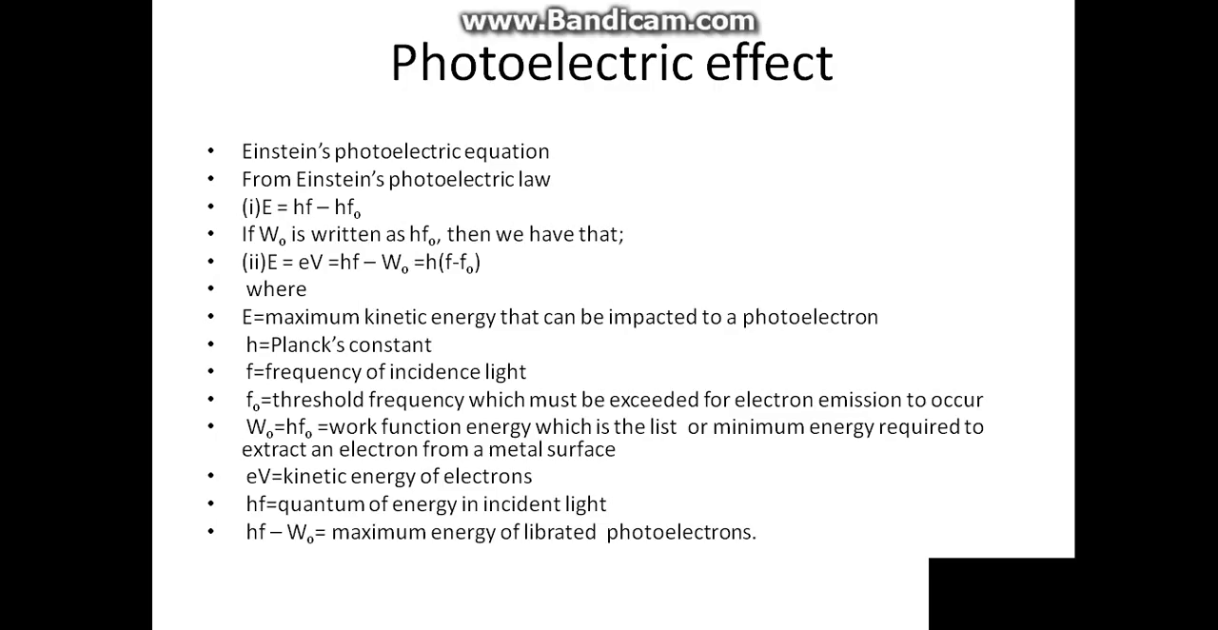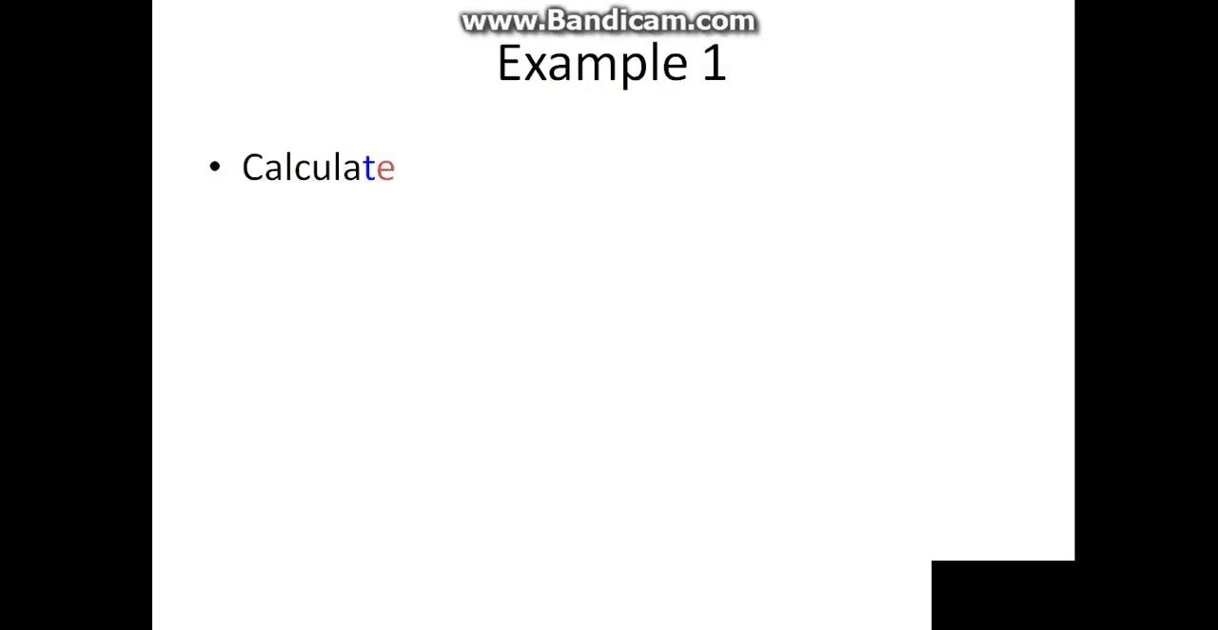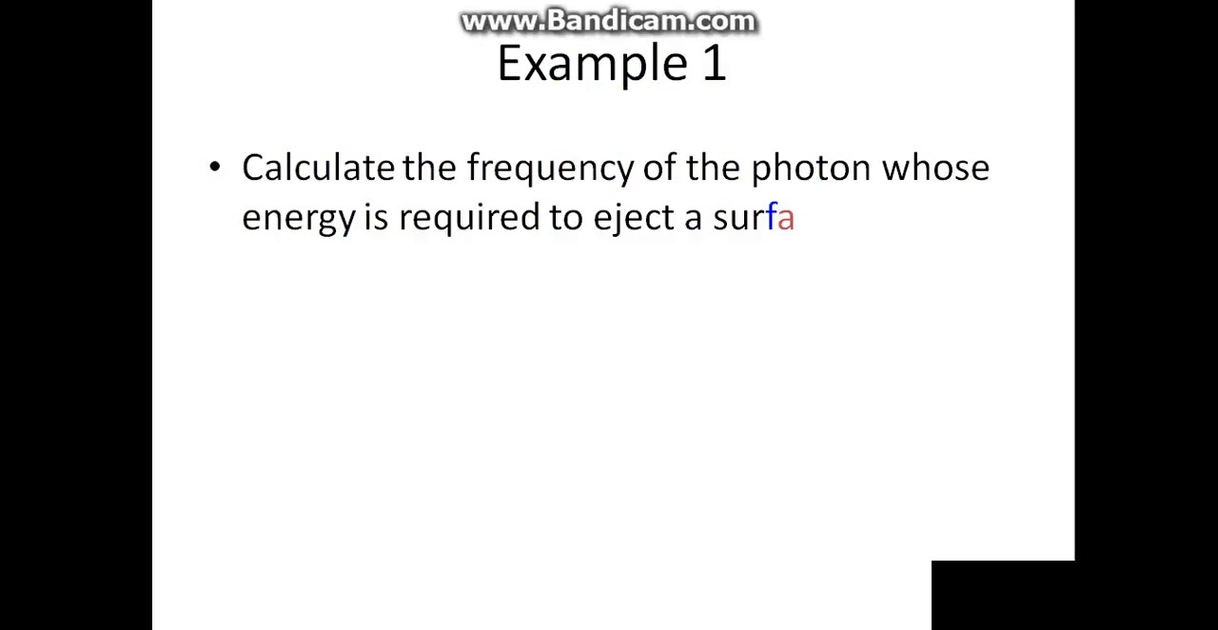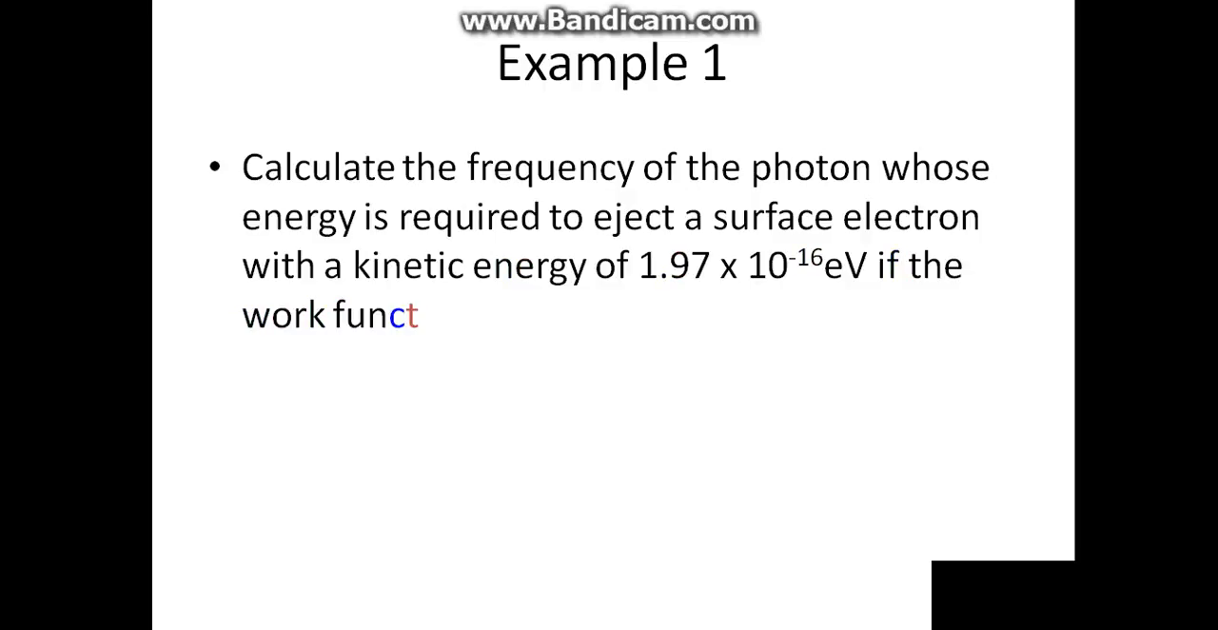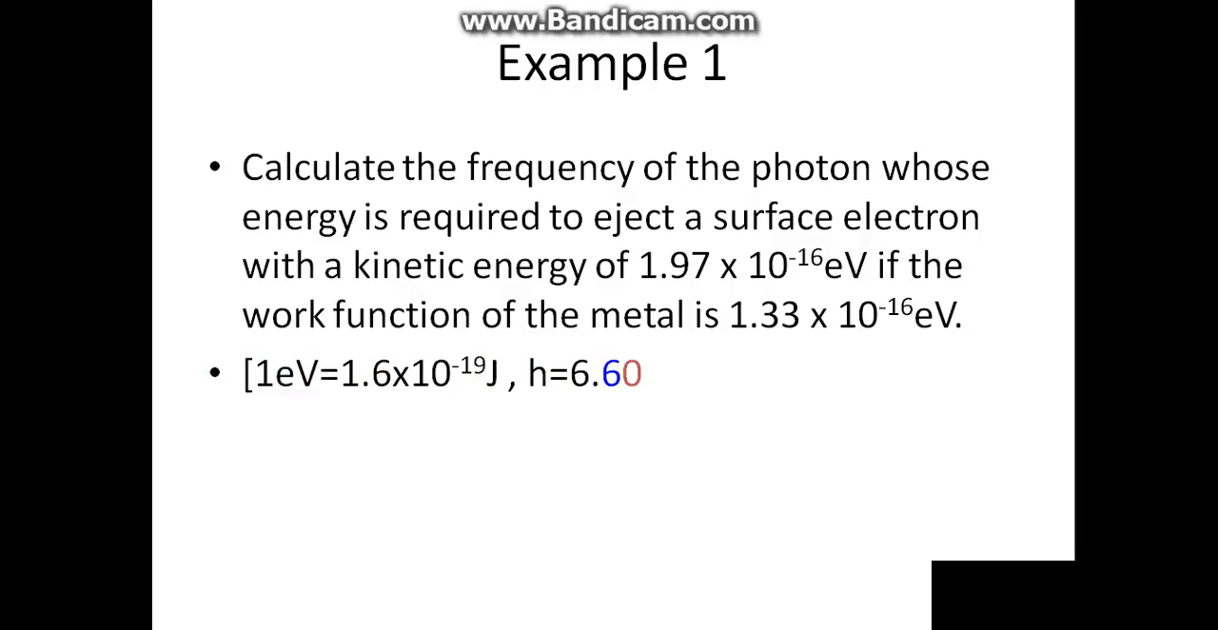photoelectrons. Example 1. Calculate the frequency of photons whose energy is required to eject a surface electron with a kinetic energy of 1.97 times 10 raised to the power minus 16 eV if the work function of the metal is 1.33 times 10 raised to the power minus 16 eV. Taking 1 eV equal to 1.6 times 10 raised to the power minus 19, h equal to 6.60 times 10 raised to the power minus 34 joule seconds.